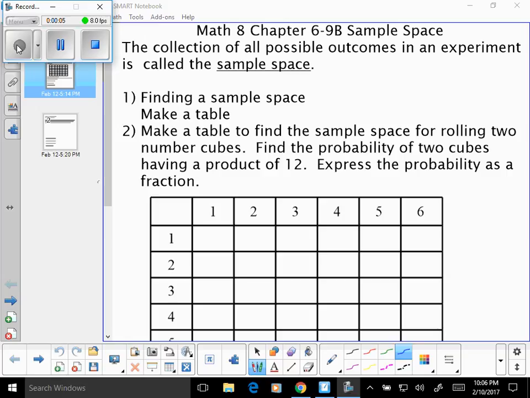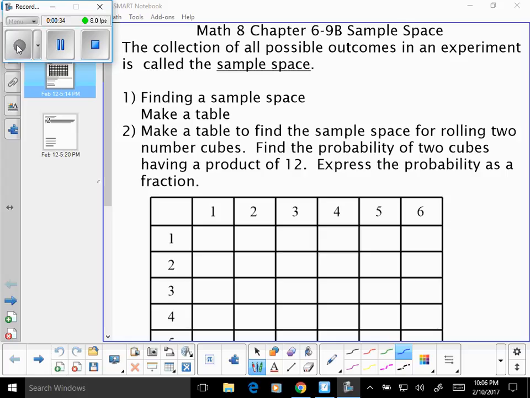We have reached the final lesson of Chapter 6. This is 6.9b on sample space. It is a continuation of the probability from Chapter 6.9a. We're going to be talking today about what a sample space is, and that is the collection of all possible outcomes in an experiment. In many cases, we are going to need to find the sample space, and one of the ways of doing that is to make a table.